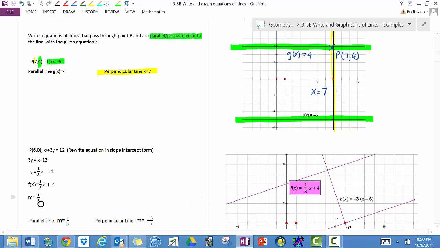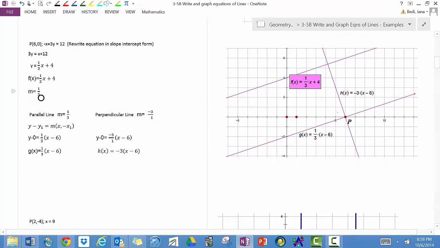Now we want to write the equation of a line that goes through the point (6, 0) and is parallel or perpendicular to the line that I have highlighted in green. First thing we want to do is rewrite the equation in slope-intercept form, which means you bring y on one side, bring everything else on the other side, and the resulting equation that we get is f of x is equal to 1/3 x plus 4. And you'll see to the right, that's kind of highlighted in a magenta or pink. This is the given line.